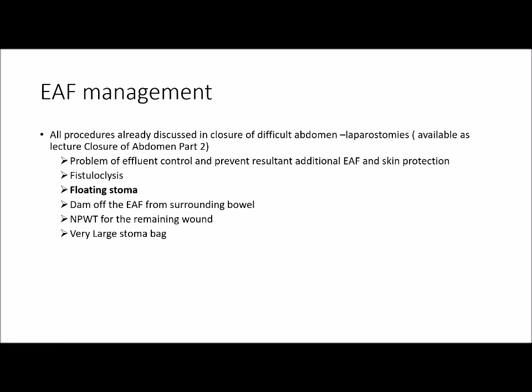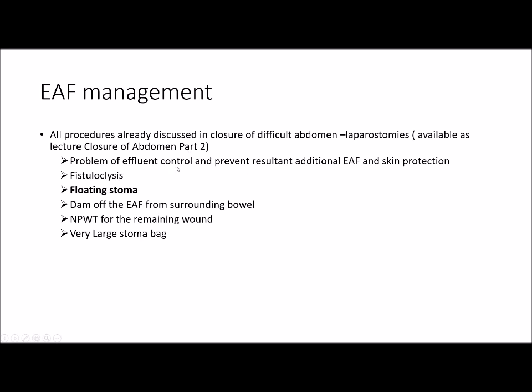Now, whenever we have EF management, all features discussed in closure of the difficult abdomen apply. Remember the laparostomies lecture? All those procedures, if they are done optimally, when we talked about the laparostomies, we talked about how to manage those abdomens, right? So one or more of those should be applied to this open abdomen. And that would help you. Why? They would prevent the formation of an EF. So use one of those procedures which you already discussed in the abdominal closure lecture part 2, right?